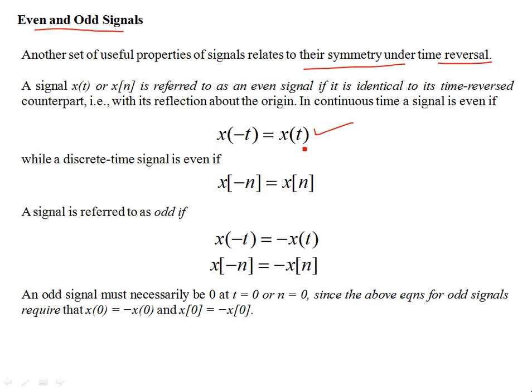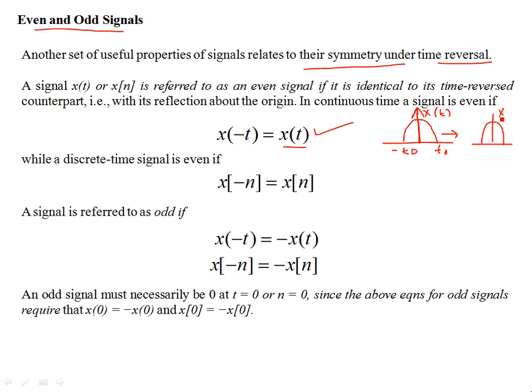For an even signal, if you apply the transformation of time reversal, you recover the original signal back. For example, if you have an arbitrary signal x(t) which is time limited, let's say from minus t naught to plus t naught, and you flip this signal around the vertical axis, the signal remains unchanged. If I flip this, it's still the same.